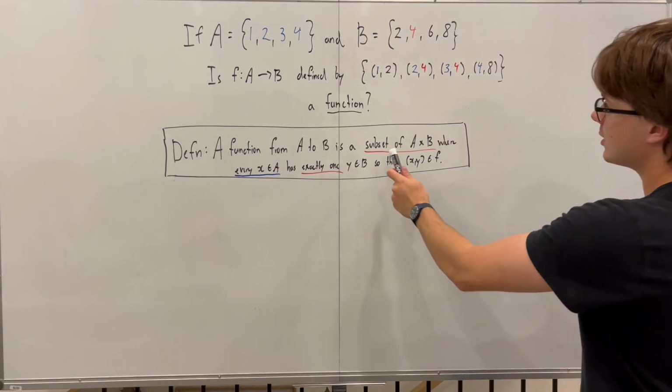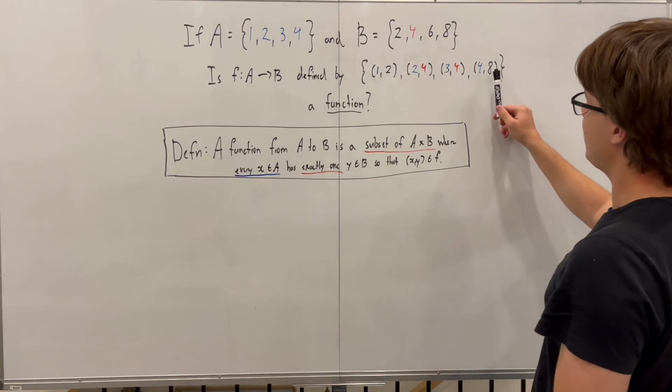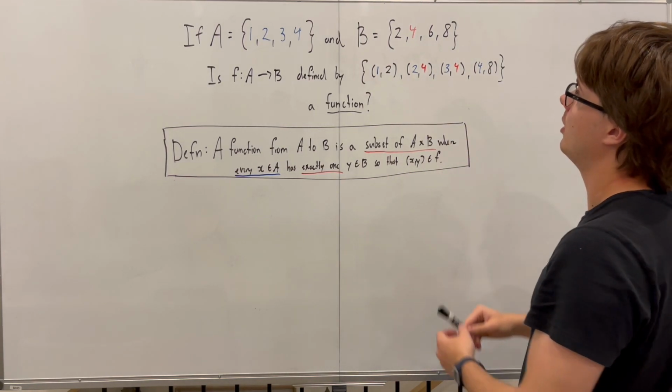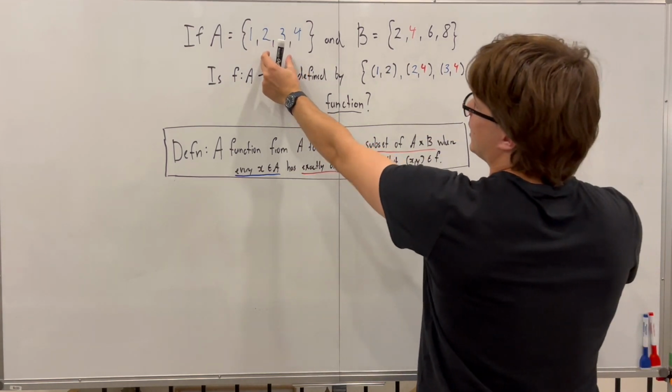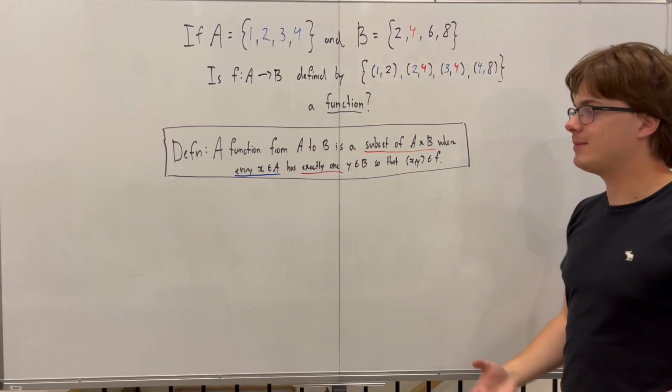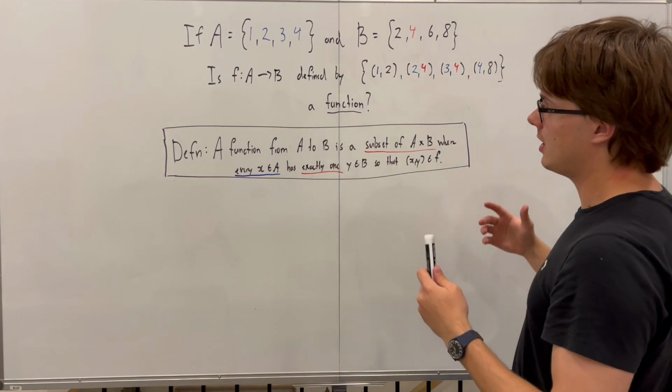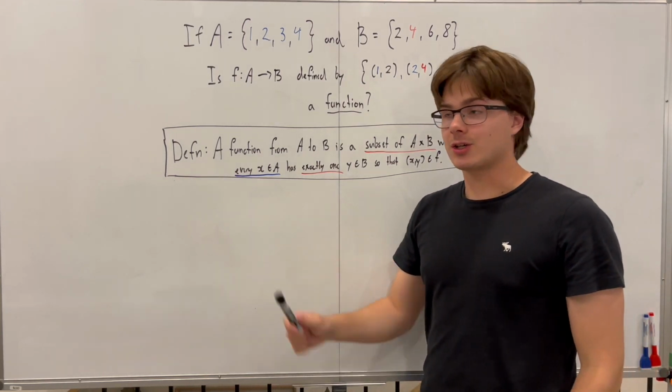Well, we know that it's still a subset of A cross B because everything on the right-hand side of the comma is an element of B, and everything on the left-hand side of the comma is an element of A. So it's true this is obviously going to be a subset of the Cartesian product. Next, we need to check our second criteria.